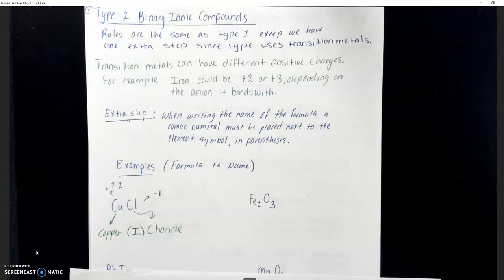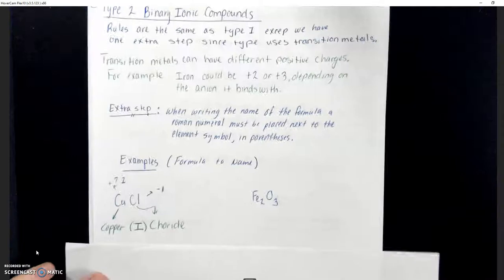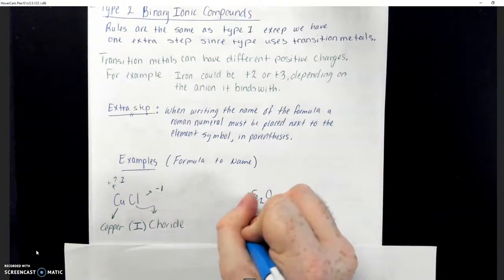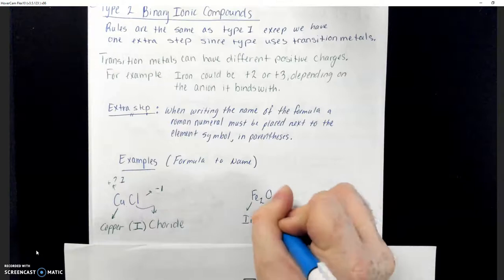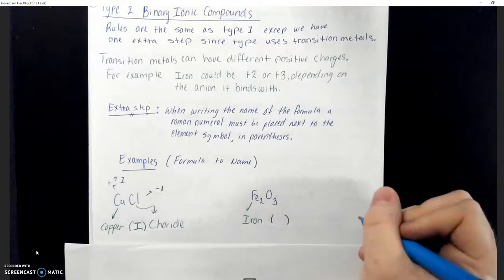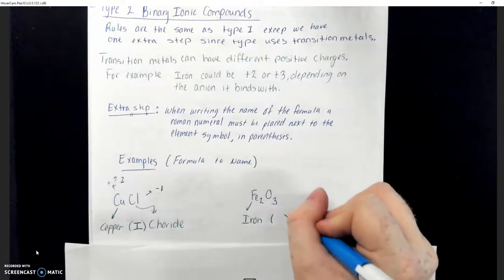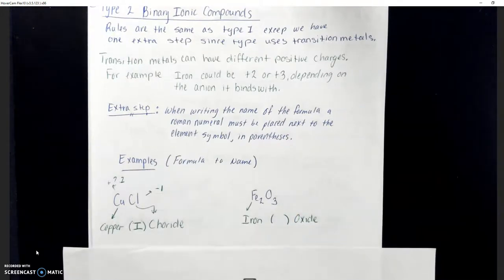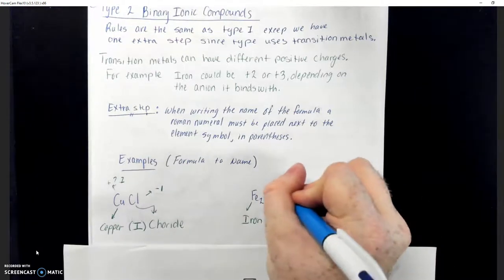Let's do the next example. Fe2O3, an iron oxide. What type of iron is it? I don't know. Let's figure it out. We know that Fe is iron. I don't know what charge it has just yet. And oxygen obviously is oxide. Now this one's going to be a little tricky. We know that the charge on oxygen is -2.